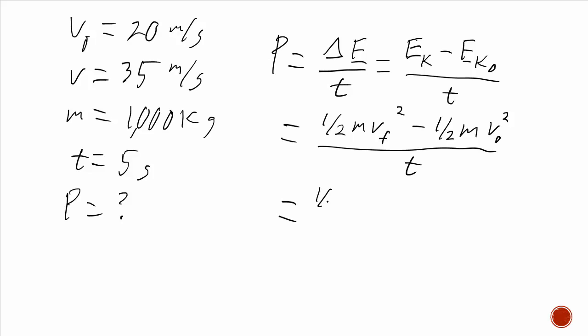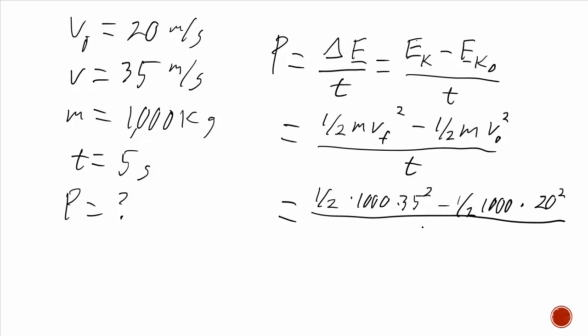So we're going to have 1/2 of 1,000 times 35 squared minus 1/2 of 1,000, and you can factor out the 1/2 times 1,000 if you'd like, times 20 squared, over a time of 5 seconds, and that, when you plug in all your numbers, gives you 82,500 watts, which might seem like a rather large number, but for cars that's really quite typical.